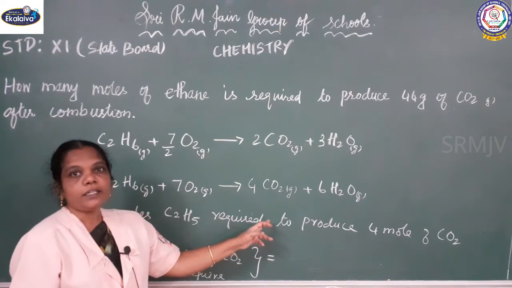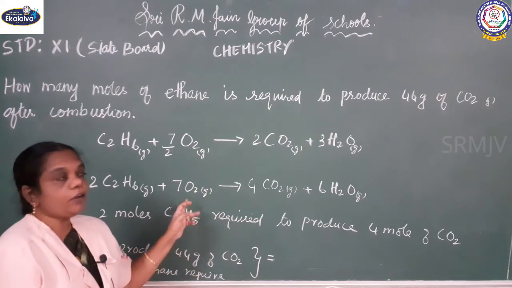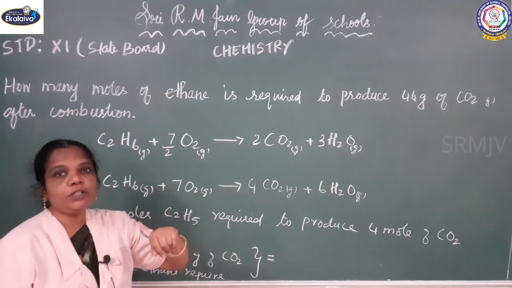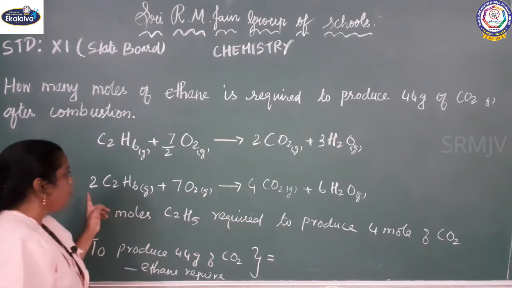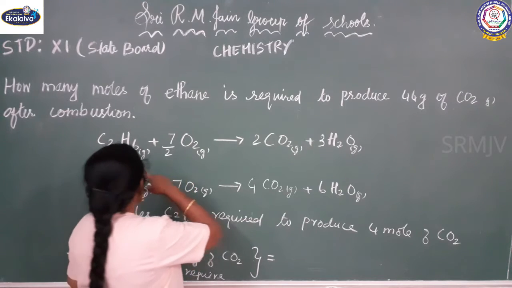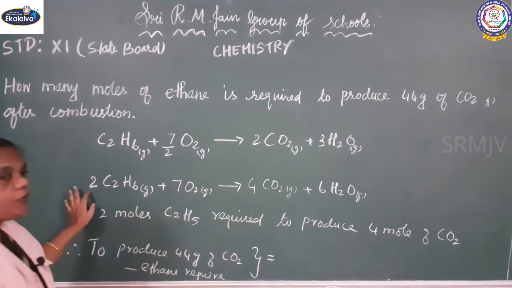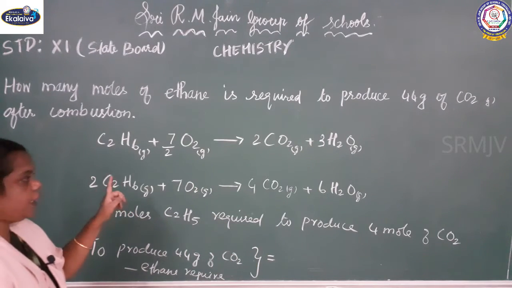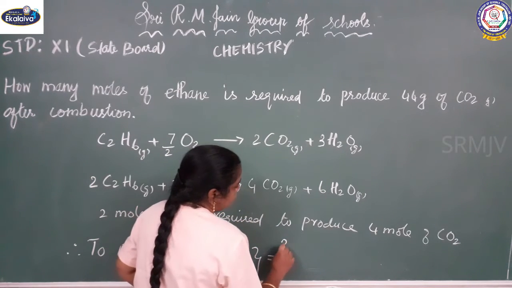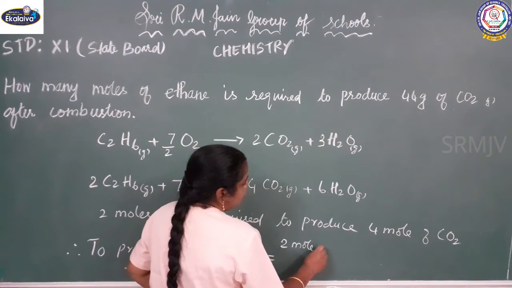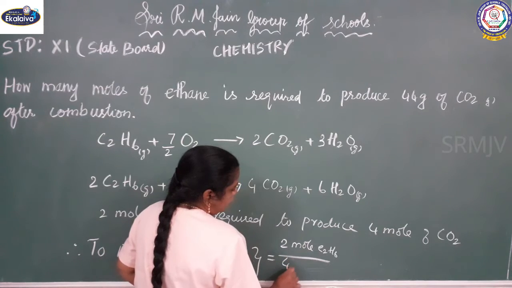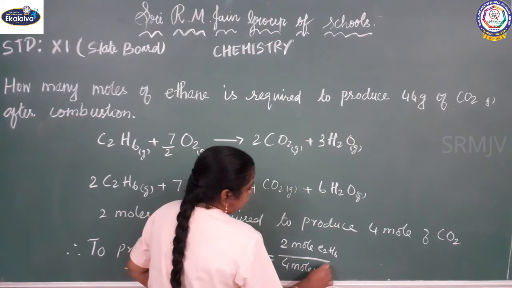Now we want to calculate how many moles of ethane are required to produce 44 gram, because 44 gram is equal to 1 mole of carbon dioxide. In this equation, you can see 2 moles of ethane produce 4 moles of carbon dioxide.